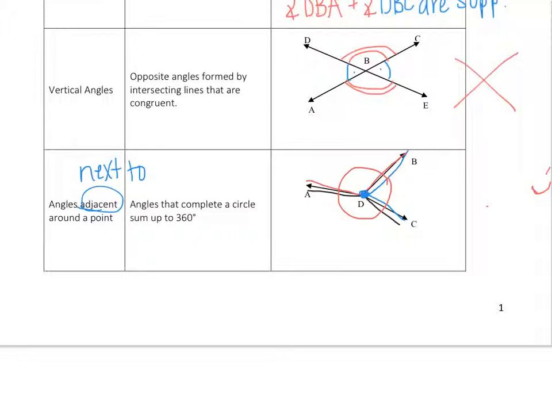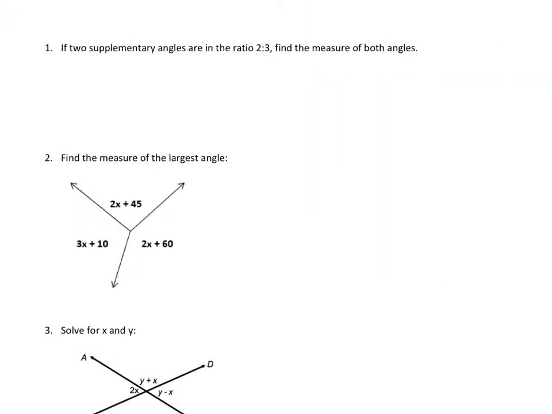So here angle BDC plus the measure of angle BDA plus the measure of angle ADC is equal to 360. Now we'll begin looking at a few example problems before you get an opportunity to practice.